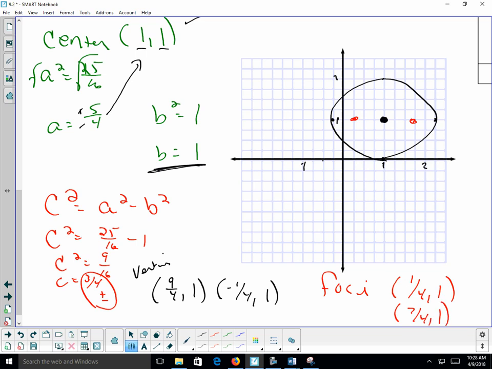Now on a circle, the foci and the center are the same, but since the coefficients are different, your foci are going to change. And that's how you graph an ellipse. We'll go over this more in class, but I hope this helps.